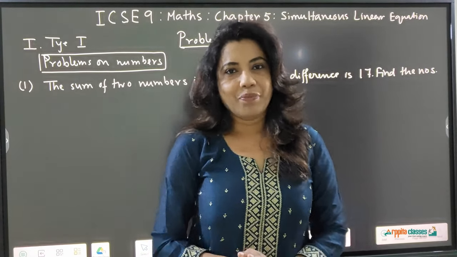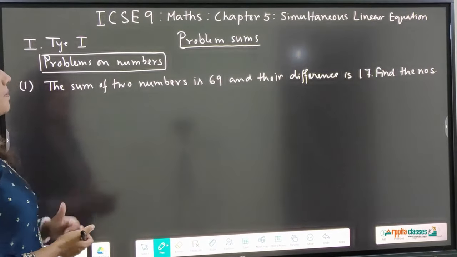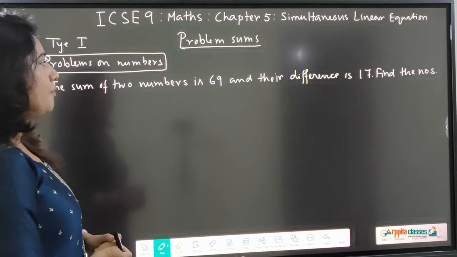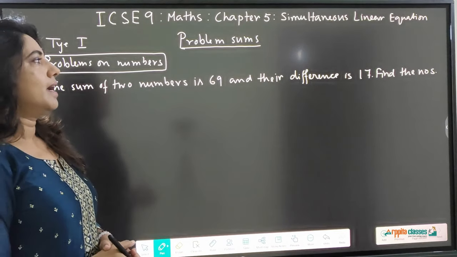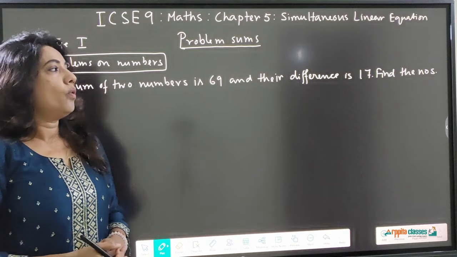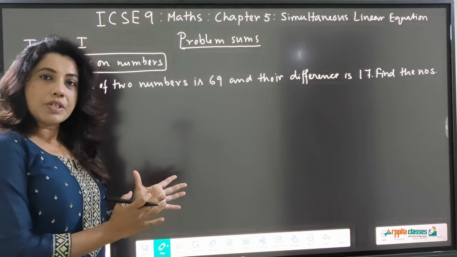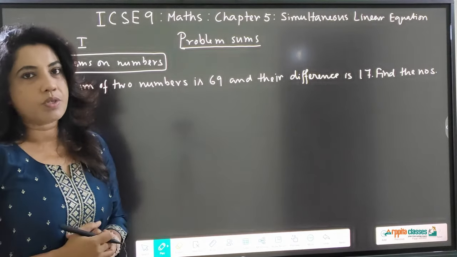Let's get started. So the first type of problem sum is based on the numbers. Question is given, the sum of two numbers is 69 and their difference is 17. We have to find out the numbers. So here we need to form the equations and then we have to solve the equations also.